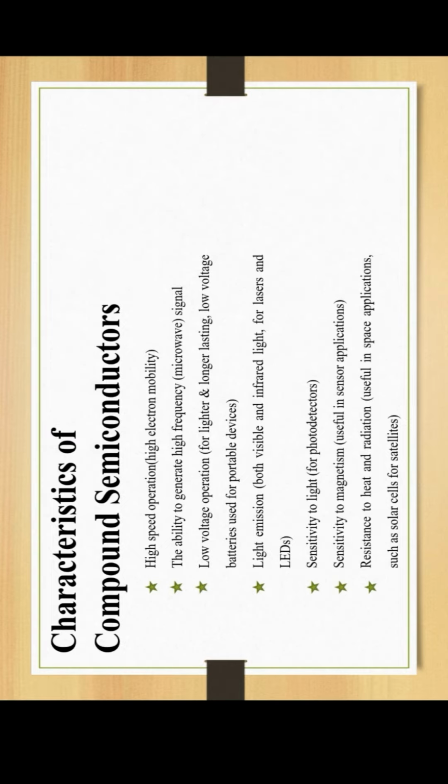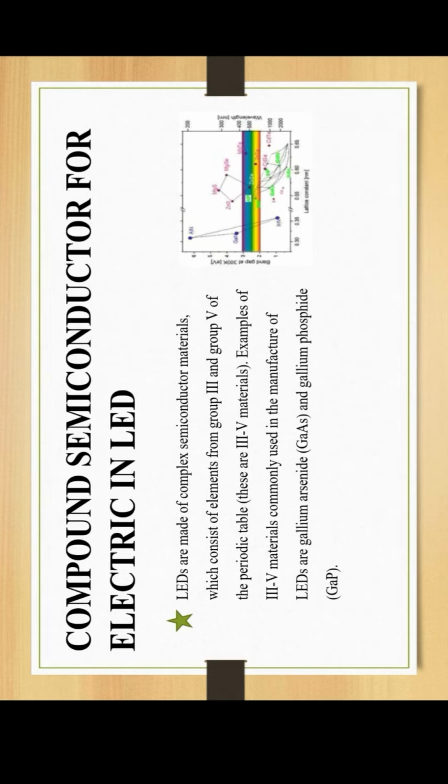Compound semiconductors for electronics in LEDs. LEDs are made up of complex semiconductor materials which consist of elements from group 3 and group 5 of the periodic table. These are 3-5 materials. Examples of 3-5 materials commonly used in the manufacture of LEDs are gallium arsenide and gallium phosphide.